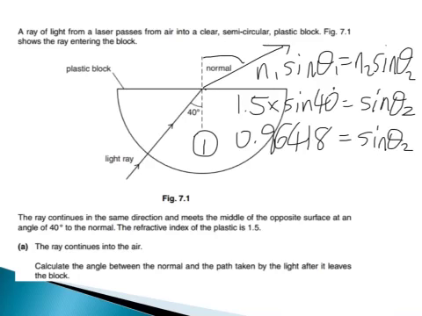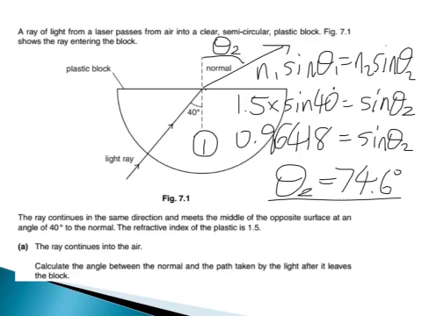Now if we take the inverse sine of both sides, we can calculate what the size of this theta 2 will be. Theta 2, of course, I'm referring to is this angle here, which we've been asked to calculate. So we take the inverse sine of that number, and if you did this correctly, you should find that your angle is 74.6 degrees. And as expected, that's larger than 40 degrees, so it looks likely to be the correct answer.